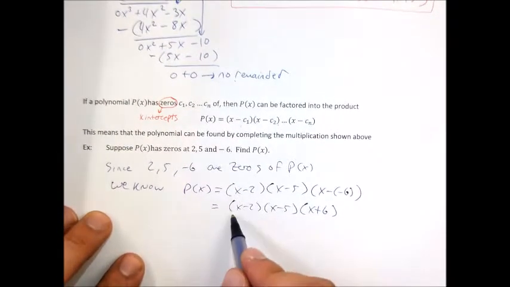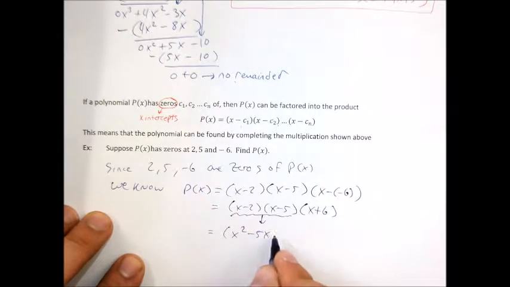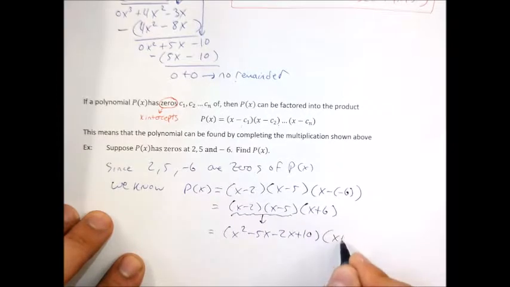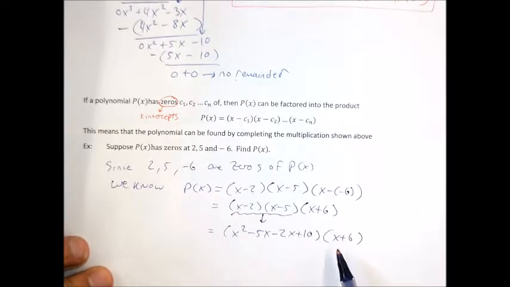So I'm going to distribute the minus 2 and the minus 5 first. So when I FOIL those out, you get x squared minus 5x minus 2x plus 10 times x plus 6. And then we could keep going. Do I want to FOIL this next one out? Do I want to distribute it like this, or should I do something else first?